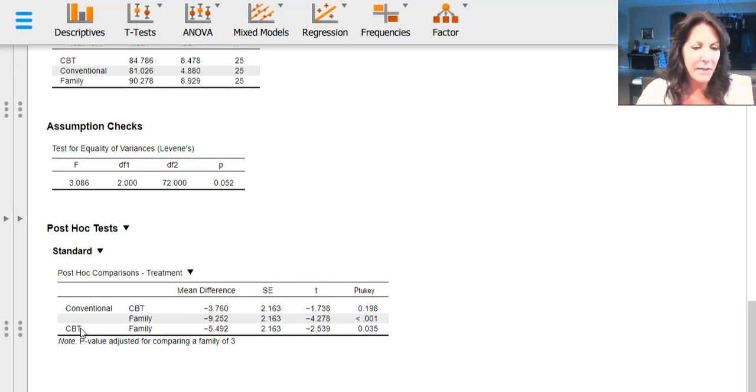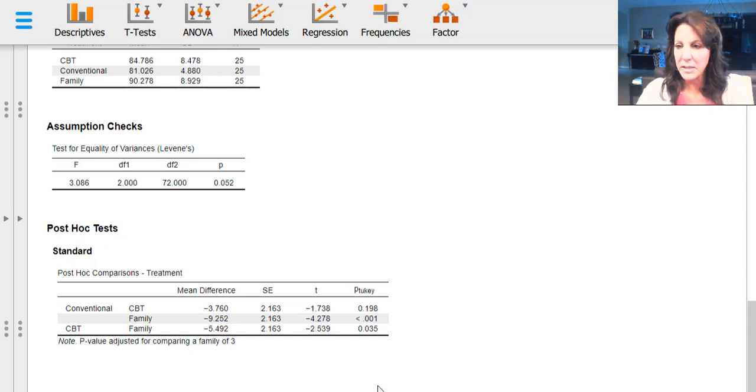And finally, cognitive behavioral therapy and family was also significant at 0.035. So we have two different types of configurations that are different from each other. So what we can say overall is there is an effect of treatment type on post-weight. And then finally, we can say that conventional therapy is significantly different from family therapy, and cognitive behavioral therapy is also different from family therapy.